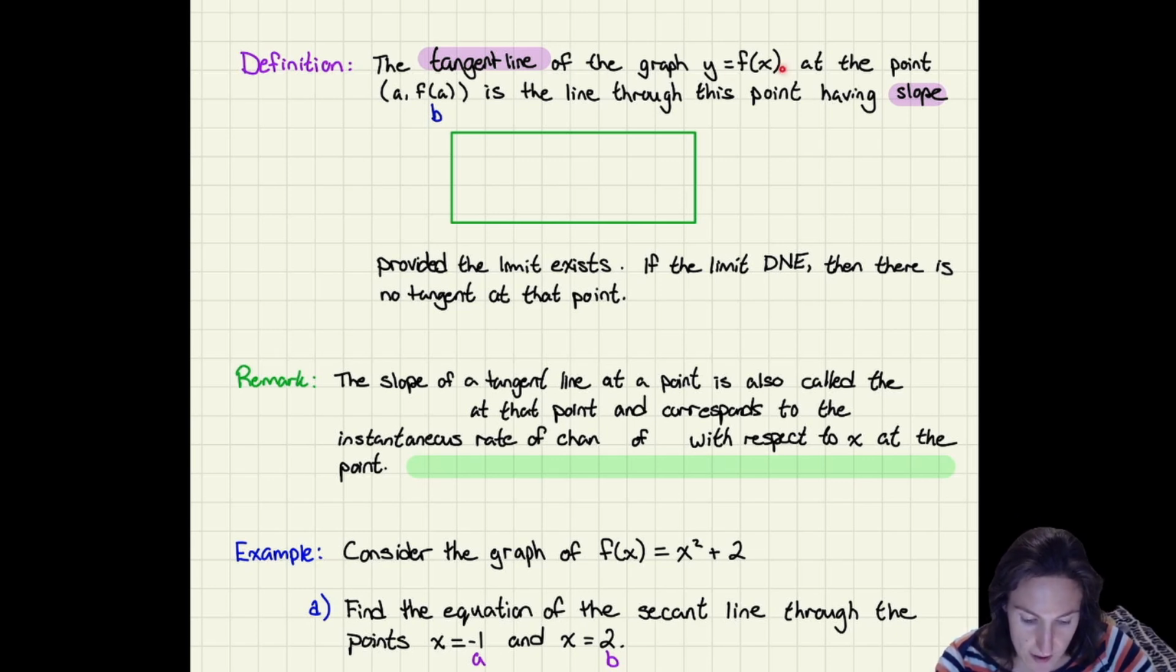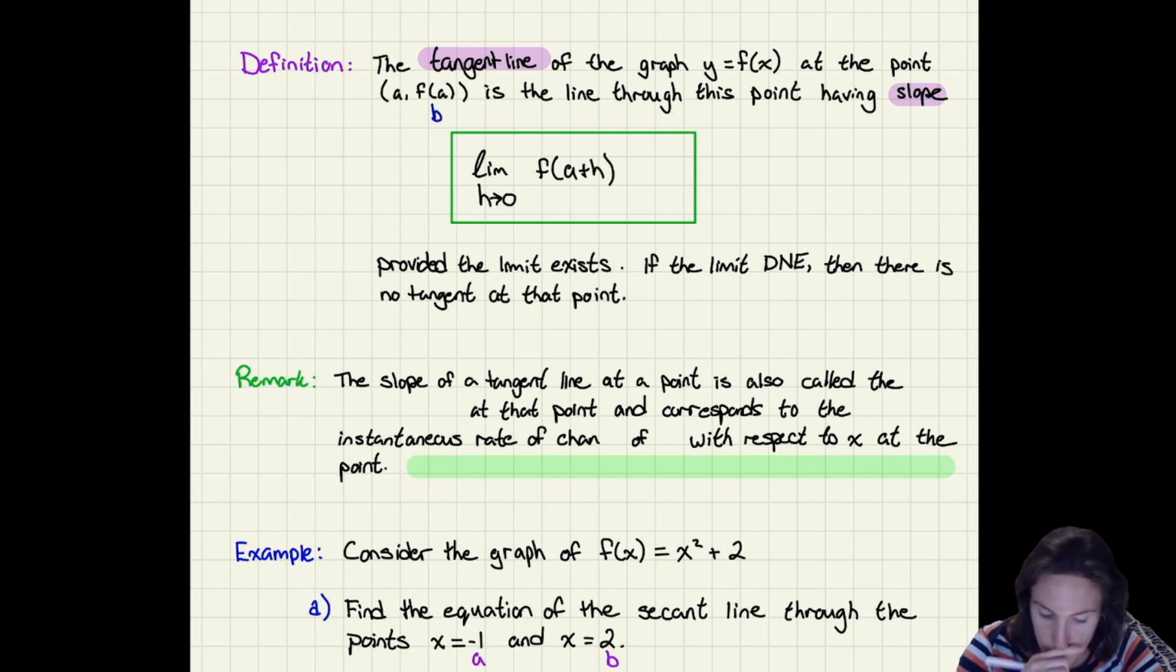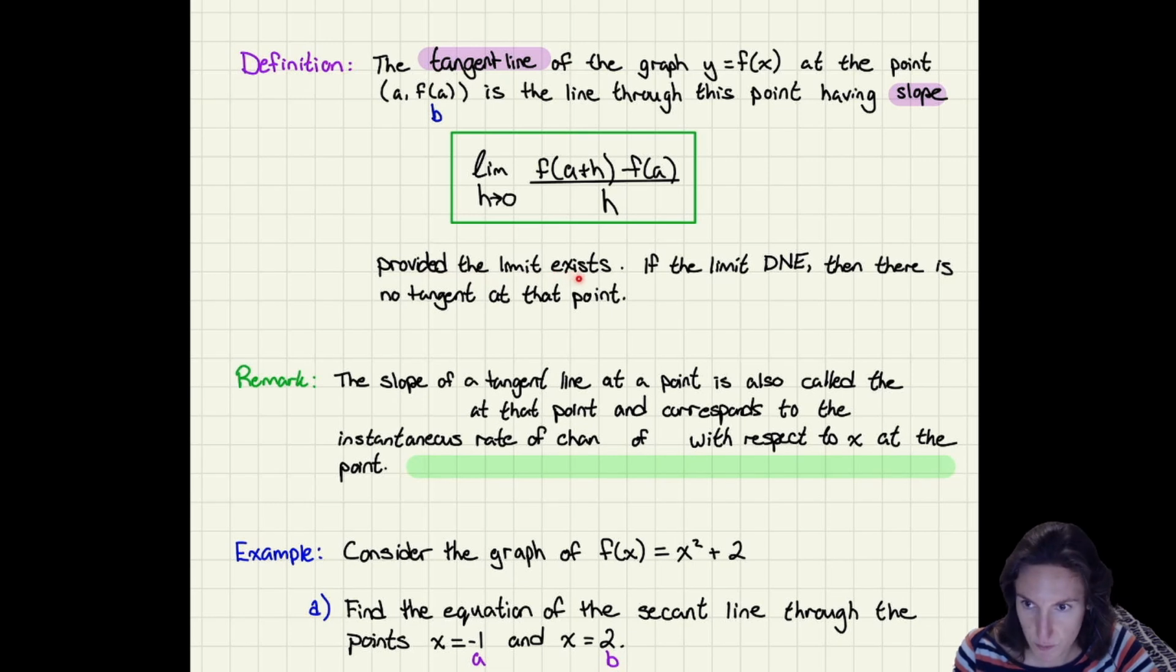So the tangent line of a graph, f of x or y, okay, graph function, they're used interchangeably, at this point A and f of a, and remember sometimes we rename this and call this b, is a line through the point having a slope, the limit, as h goes to 0, of f, we were looking at the point A in particular, so f at a plus h, minus f at a, all divided by h. Provided the limit exists, of course. And if the limit does not exist, then we say that there is no tangent at that point.